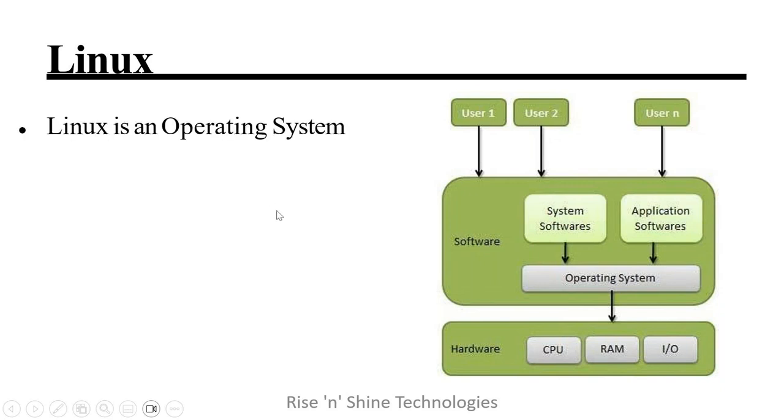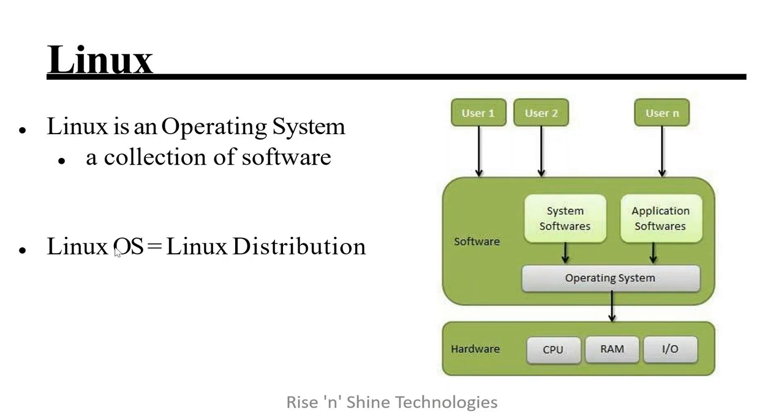Linux or Windows or Mac or whatever it is, they're all different types of operating systems. Linux is also one of the operating systems, and it is a collection of software. But this Linux OS, what do we call it? We call it a Linux distribution, on the base of the default system software.